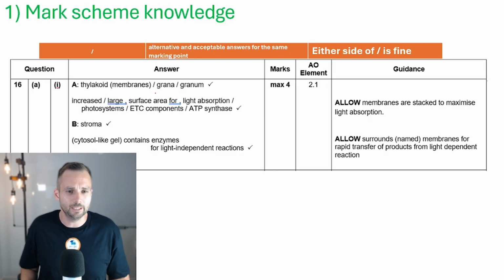Now, the first point is a slash. And a slash is a really simple one. It just means you can say anything between the slashes. So for this first marking point, you could have said thylakoid, either grana or granum.